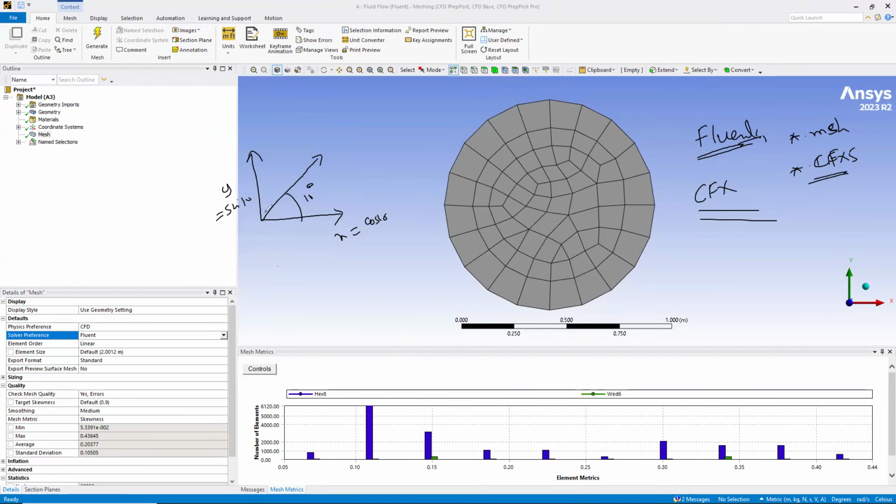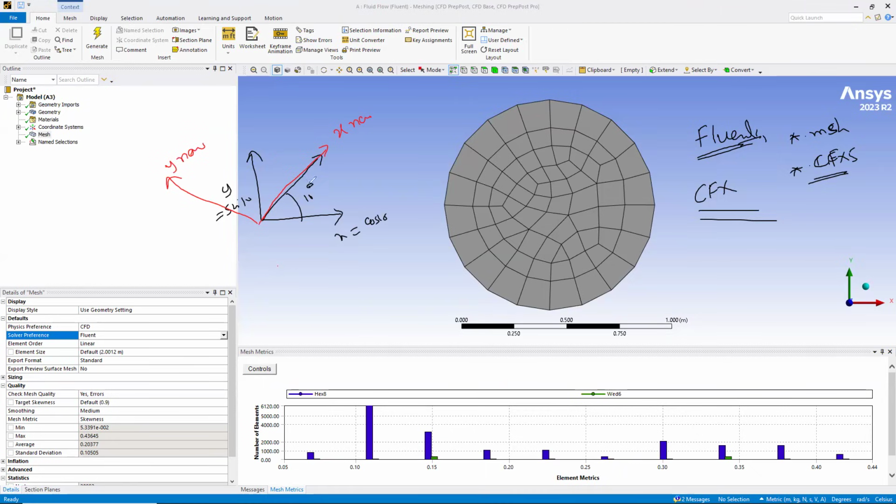And the second way to specify the angle of attack in CFX is that you have to rotate your coordinate system. So for example, now the new coordinate system will be like this. This will be my new x. This will be my new y.